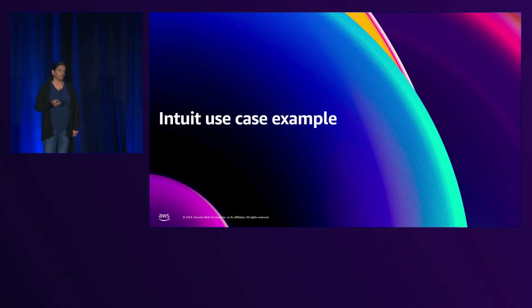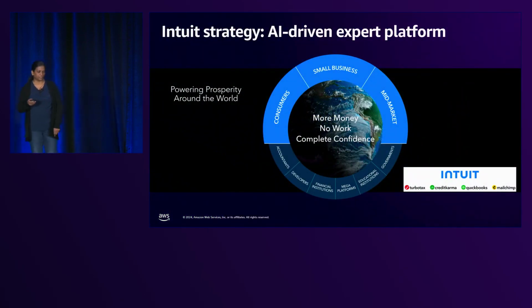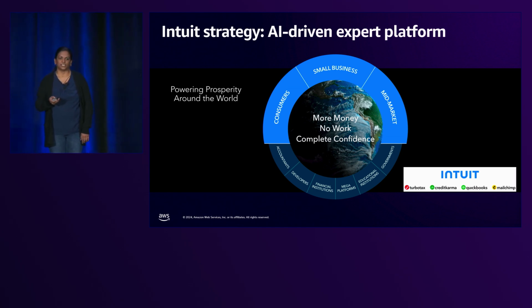Thanks, Mark. Hello, everyone. My name is Maren Kurian. I'm a distinguished engineer at Intuit. I lead the AI platform that supports both the generative AI as well as traditional AI workloads for Intuit products. Before we go into the details of our use case, I just wanted to introduce you to Intuit. Intuit's strategy is to be the AI-driven expert platform. Our mission is to power prosperity around the world. As part of our strategy, we want to develop the platform that serves our 100 million small business, consumers, and mid-market customers in such a way that they are able to make more money, save time doing less work, and make financial decisions with complete confidence.